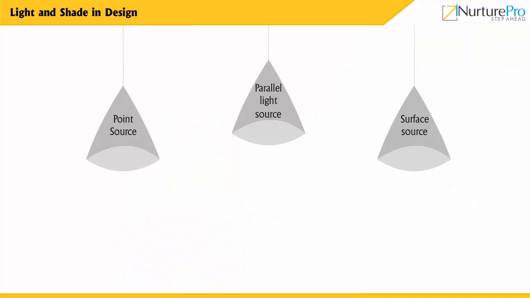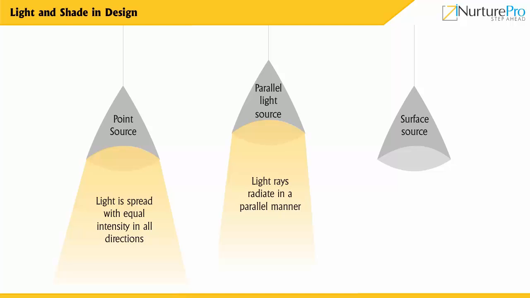Some of the commonly used standard sources of light in computer graphics are point source, in which the light is spread with equal intensity in all directions, parallel light source, in which the light rays radiate in a parallel manner, and surface source, which is an oriented polygon characterized by its own radiance.